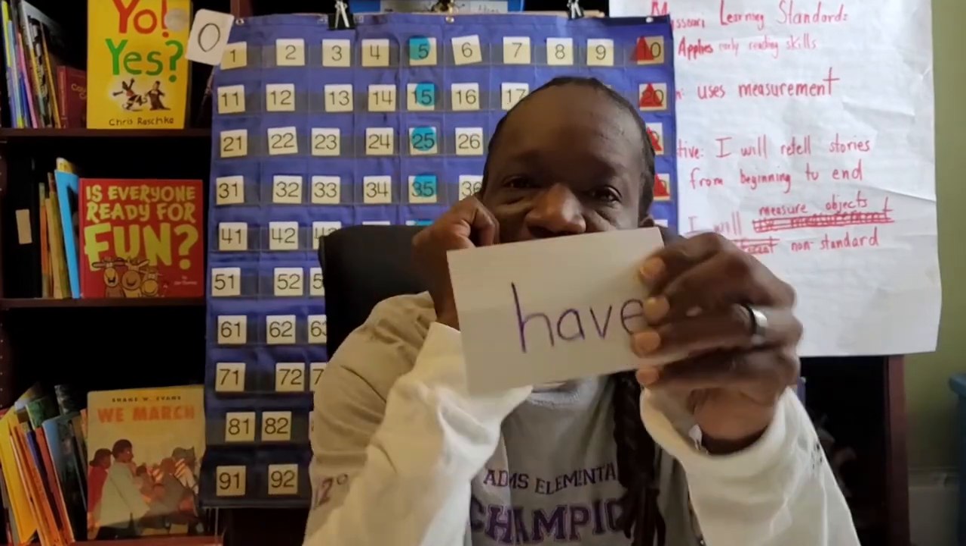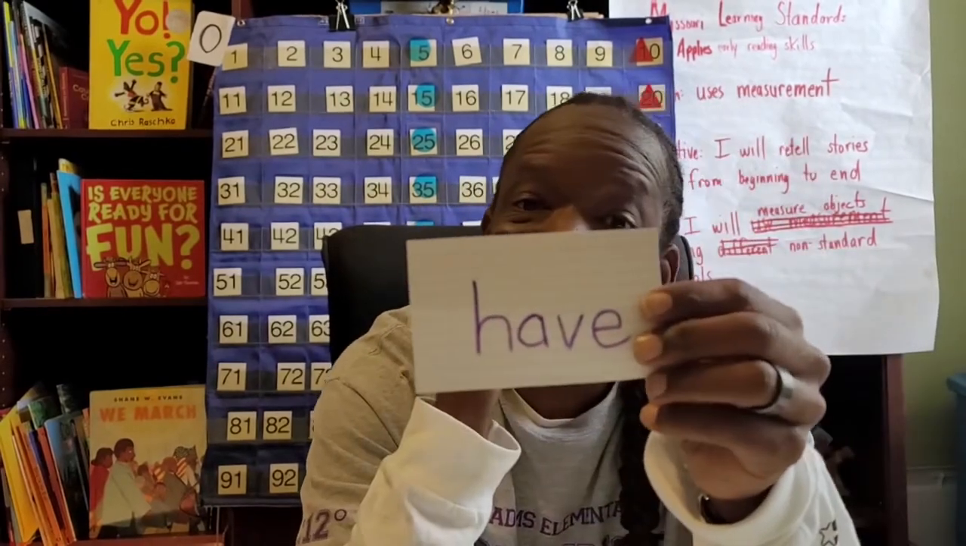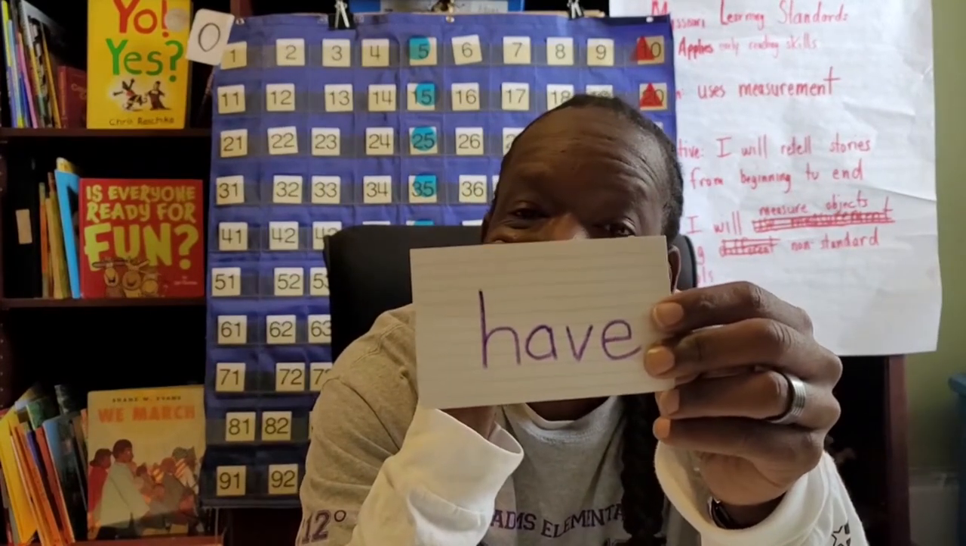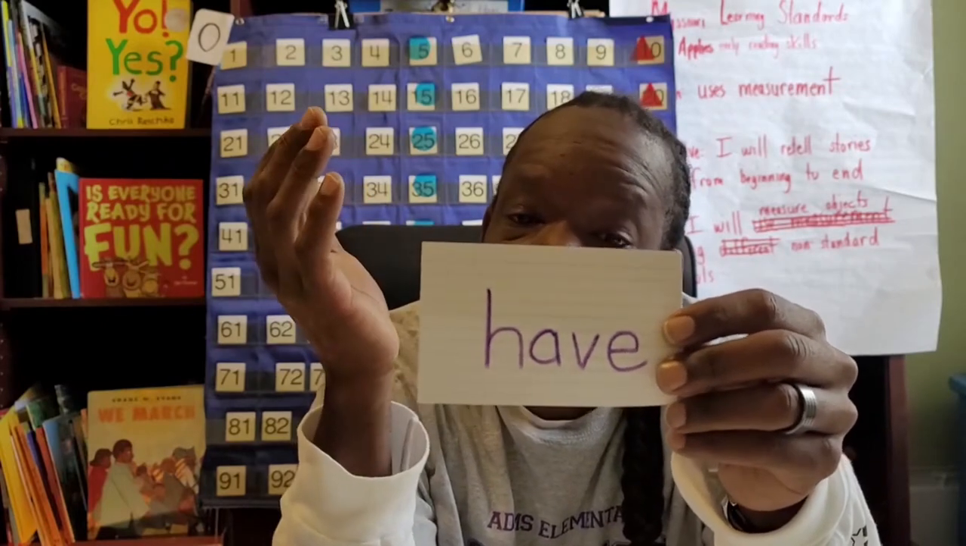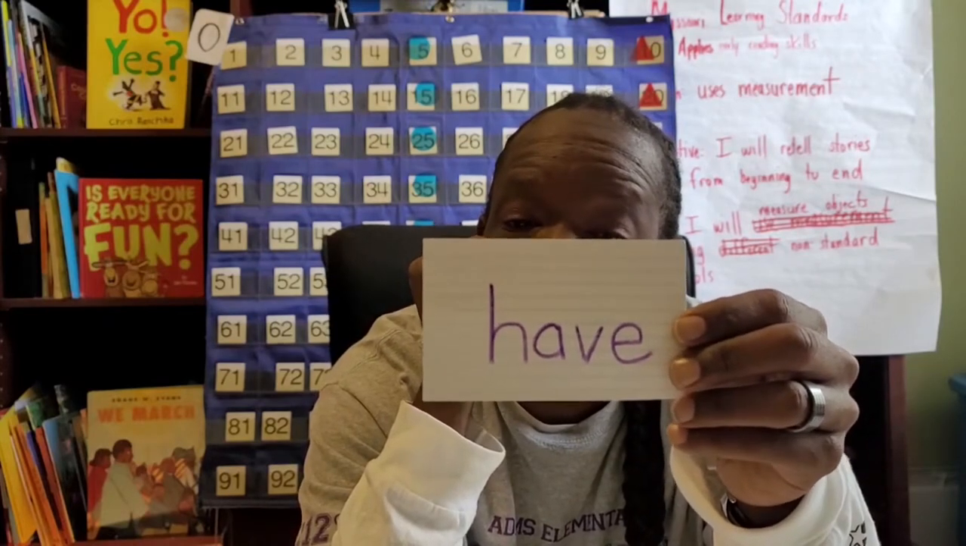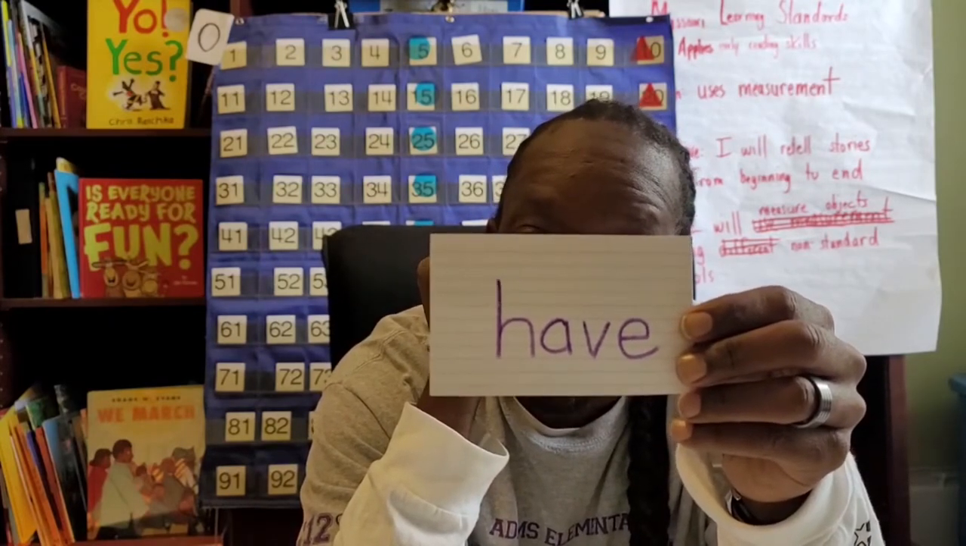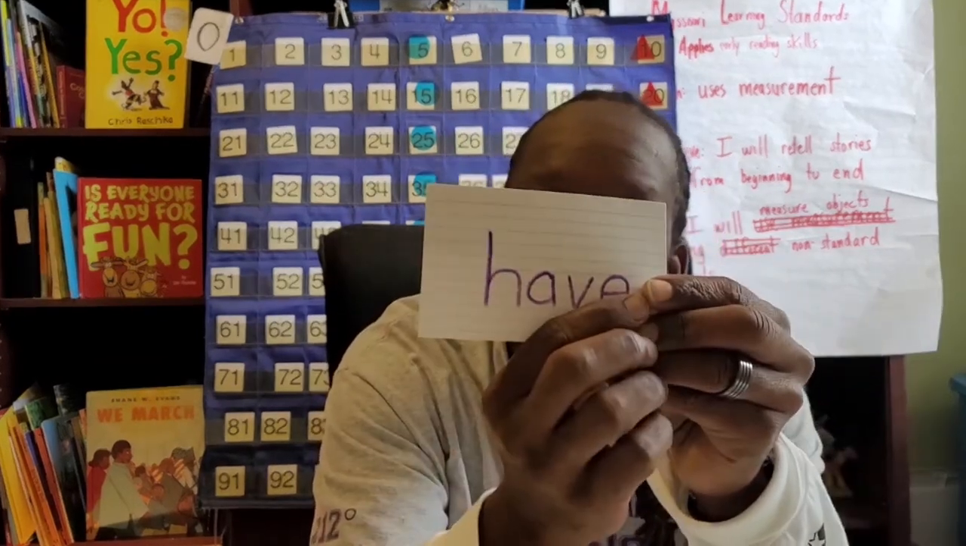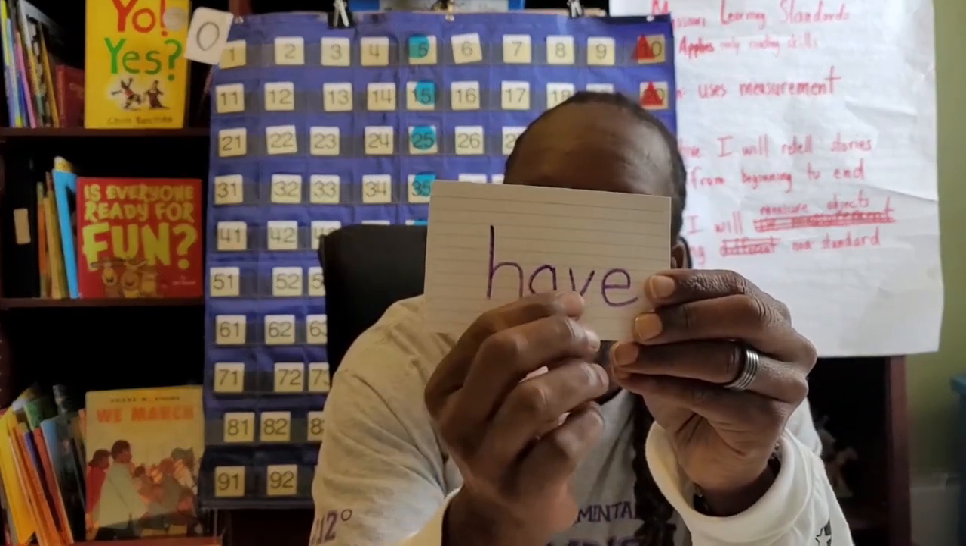Let's read our sight words one more time. Oh, I forgot one word. What word is this? Have. Do you have anything you would like to give to my friends? I would love to have everyone have a wonderful month. Have. All right. And we forgot to spell have, didn't we? Let's spell have. Spell it. H-A-V-E. Have.